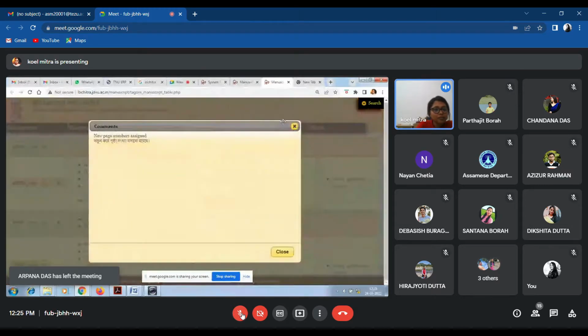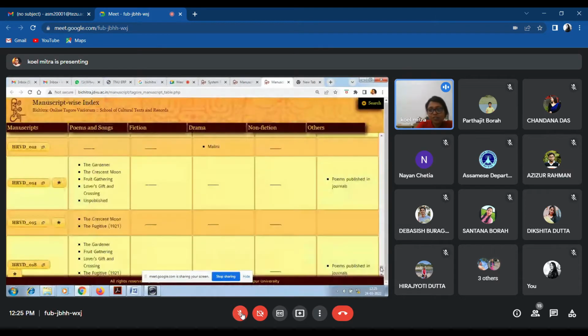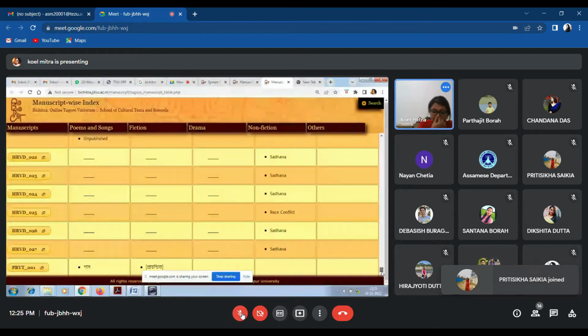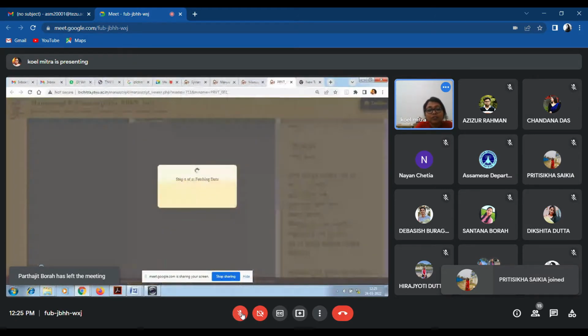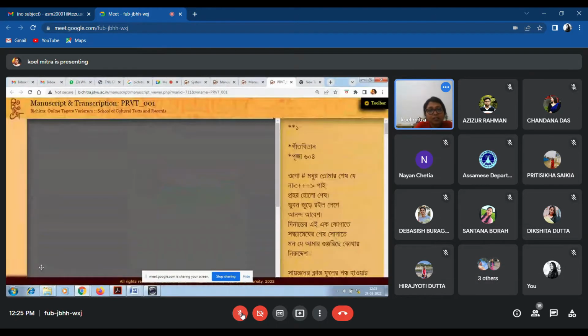Again, new page number here. If you want to stay in the country and still do research from the original manuscripts, how would you do it if you do not have a digital copy of the original manuscripts? This is the Gitobitan, collection of songs.